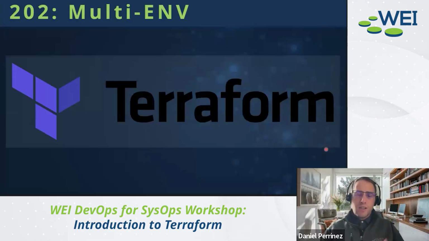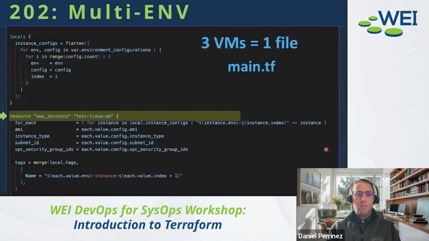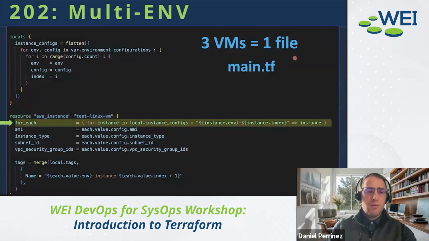Okay, so let's take it another step further. Multi-environment, different configurations. How are we going to do that with Terraform? So we're going to make it a little bit more complex. Now we're going to talk about how to create 3 VMs in one file. So we have our resource. You could, by the way, just have 3 different resource blocks with different configurations, all right? But I'm trying to be concise and fancy here. So this is about as complex as it's going to get.